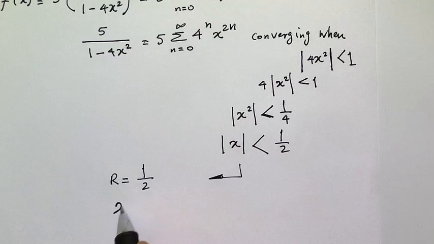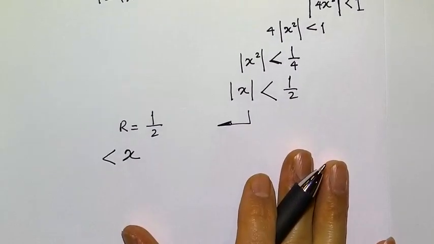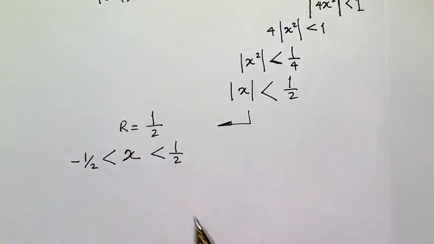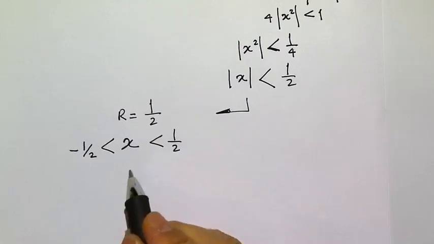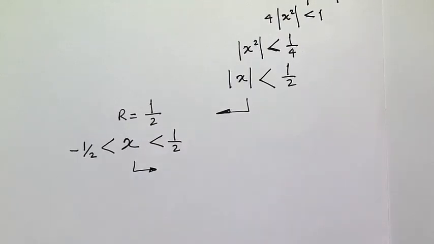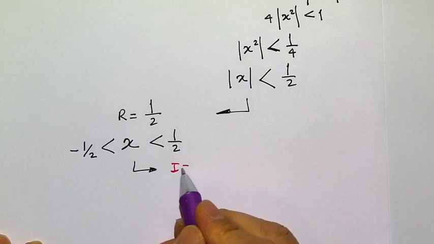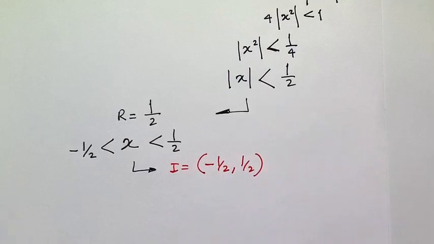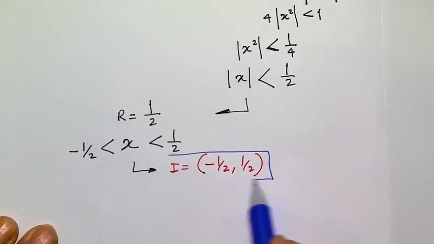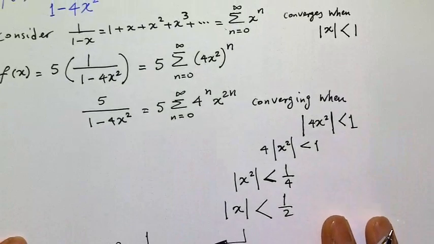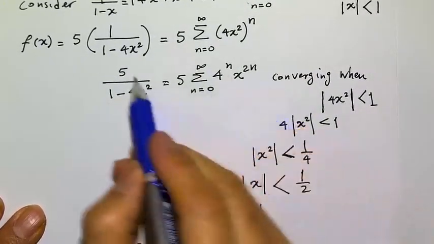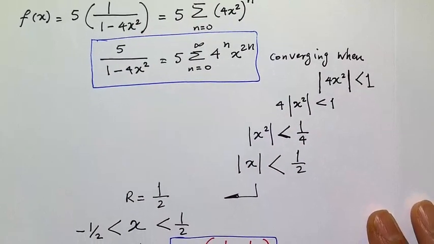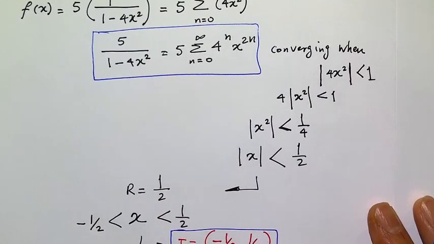In other words, x varies between, from here, we know that x varies between negative 1/2 and 1/2. Therefore, the interval of convergence is parenthesis negative 1/2 comma 1/2. Okay, so this is the interval of convergence, and this is the power series representation of the function that we started with. So these are the two things we needed to find for this example.